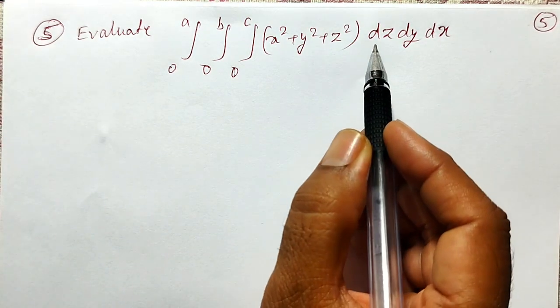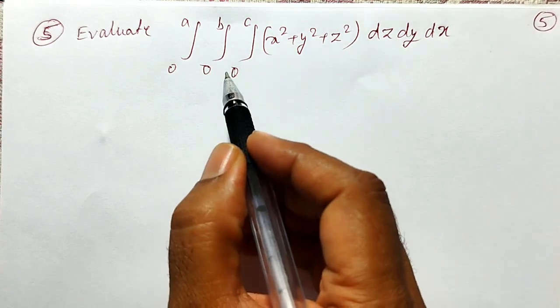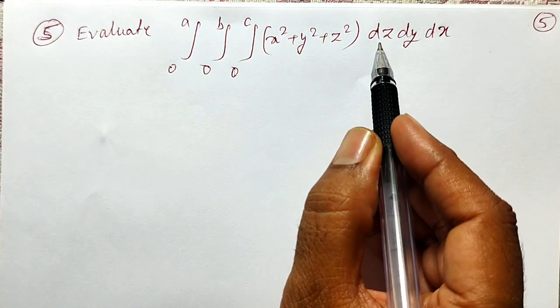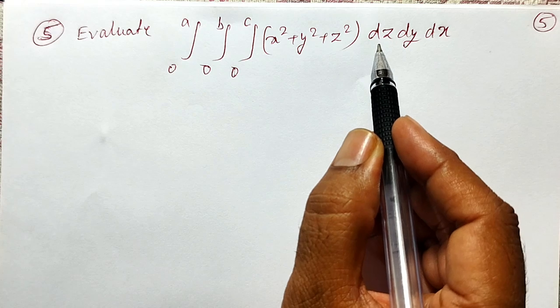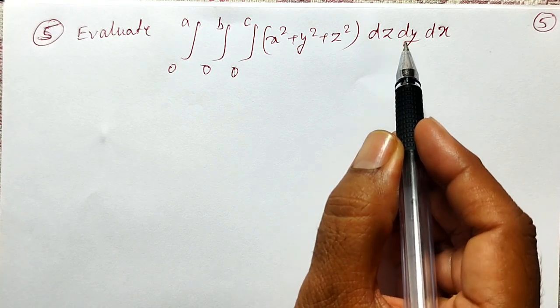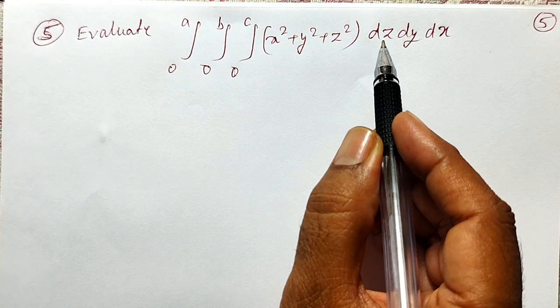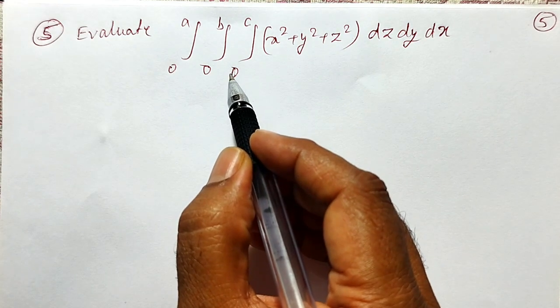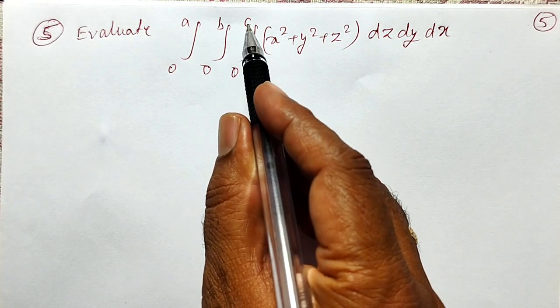Here, as mentioned, the limits are constants, and the derivatives are given as dz dy dx. First I have to integrate with respect to z. Therefore the given limit is from z equal to 0 to z equal to c.